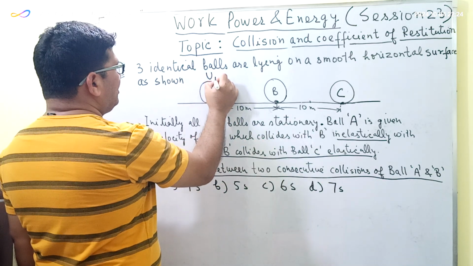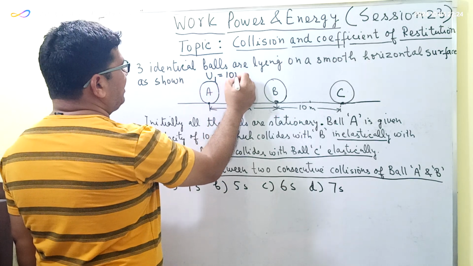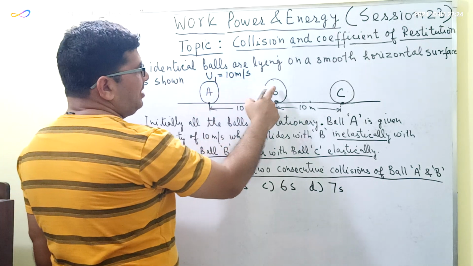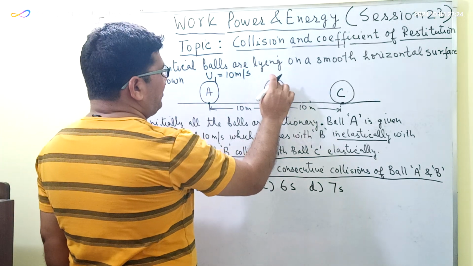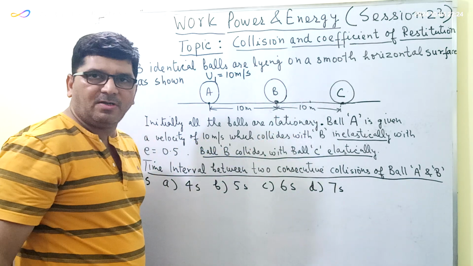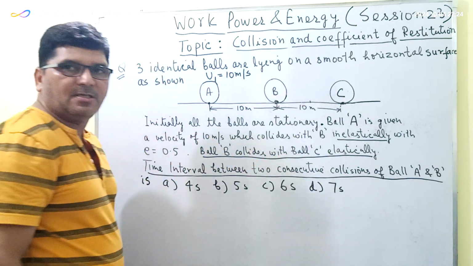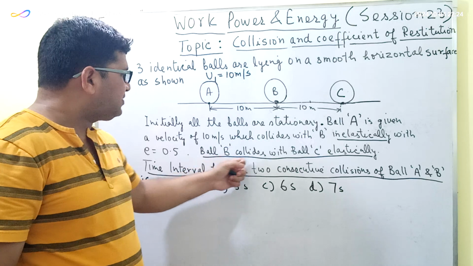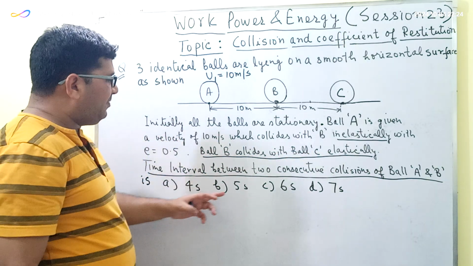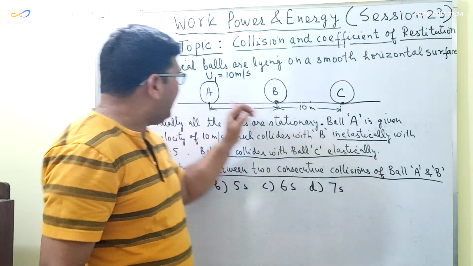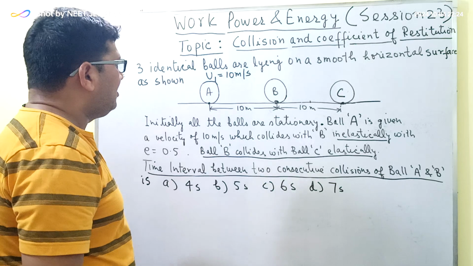When ball A is given a velocity of 10 meter per second, let us say it is u1, so u1 is equal to 10 meter per second. It will collide with ball B after a certain period of time, and after collision ball B will attain some velocity, and because of that it will again collide with ball C. Here ball B is colliding with ball C elastically. So the time interval between the two consecutive collisions of ball A and B is, there are four options here and we have to find the correct one.